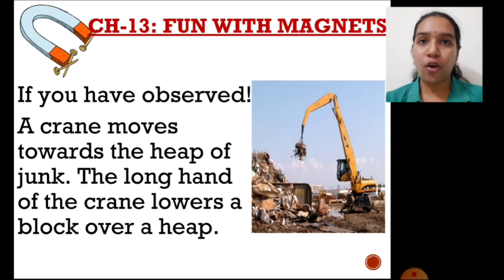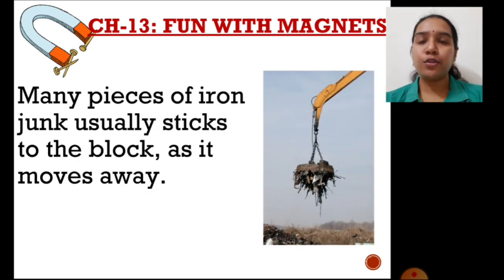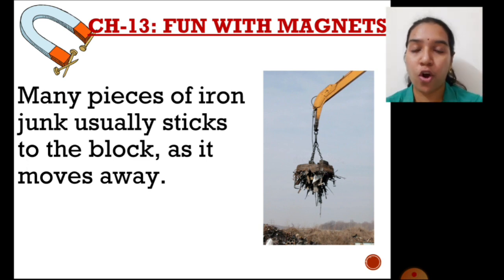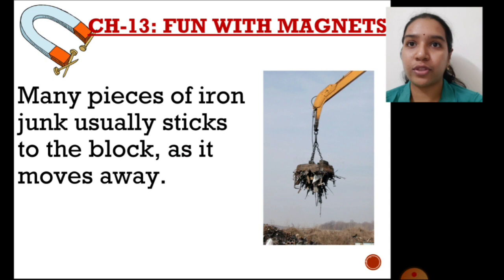The long hand of the crane lowers a block at the edge of its hand over a heap. Usually what we think is that it is only picking some waste from the heap. But what actually happens is many pieces of iron objects, or the junk iron, stick to the block as it moves. All the metal junk gets attracted to this block of the crane hand and then it moves away.